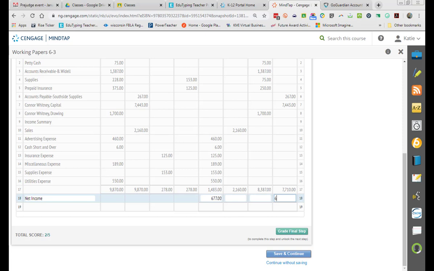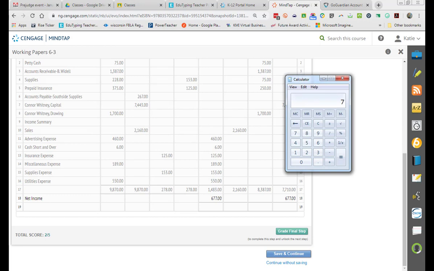Because accounting always has a way of proving. So now on my calculator, I'm going to take $7,710 and I'm going to add 677 and I get 8,387. That number sounds familiar. Right? Does that make my balance sheet numbers equal? Debits and credits? And it also makes my income statement numbers equal.